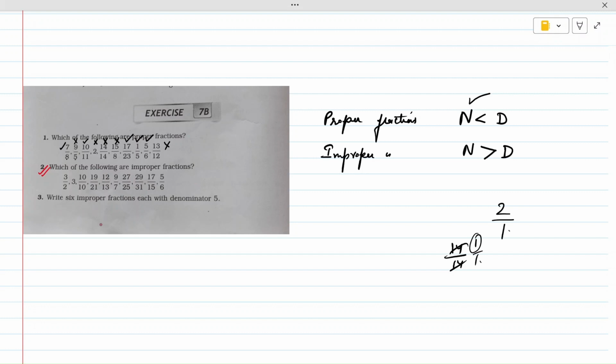Next, write 6 improper fractions. We have to write improper fractions. That means the numerator should be greater than denominator. Right? These are improper fractions. So we have to write such that the denominator should be 5. So let's write down 5 first. 1, 2, 3, 4 and 5. Now we have to fill in the numerator which should be greater than 5. We can write 6, 7, 8, 9, and 10. 10 also. You can write 11, 12, any number here. It should be just greater than 5. Okay. So this is how we have to do such questions.